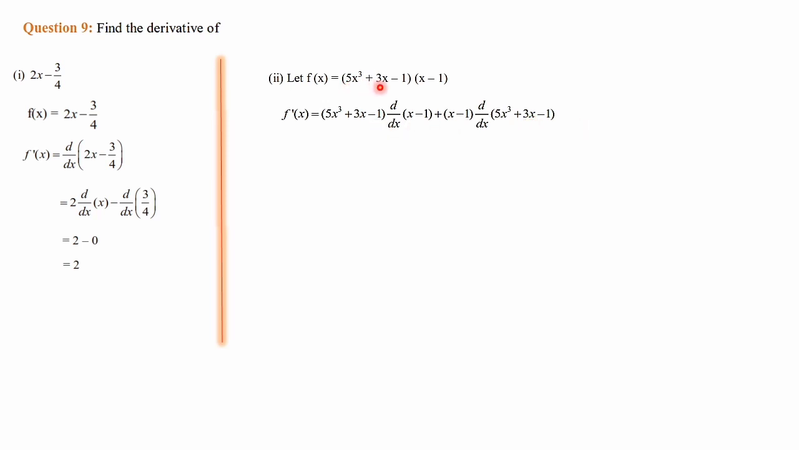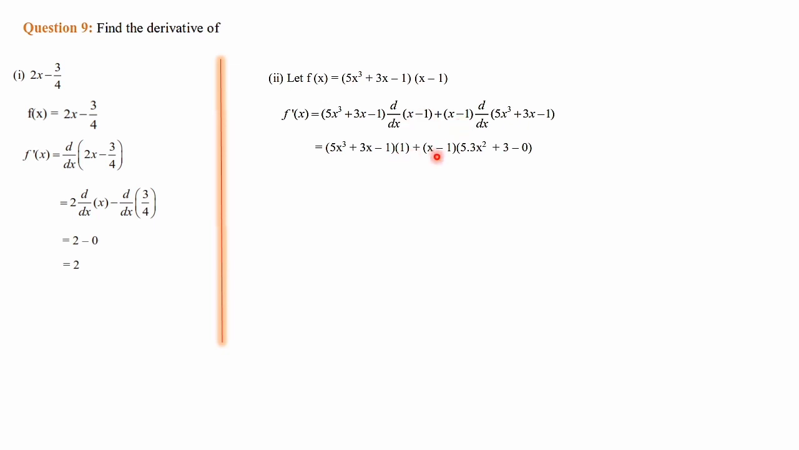First one, that is 5x cube plus 3x minus 1, into the derivative of the second, that is d by dx of x minus 1, plus the second one, x minus 1, into the derivative of the first, that is d by dx of 5x cube plus 3x minus 1. Then 5x cube plus 3x minus 1 into d by dx of x minus 1. You can see d by dx of x, algebra of derivatives: d by dx of x is 1 and d by dx of a constant is 0. So 1 minus 0 is 1. That is what is written here.